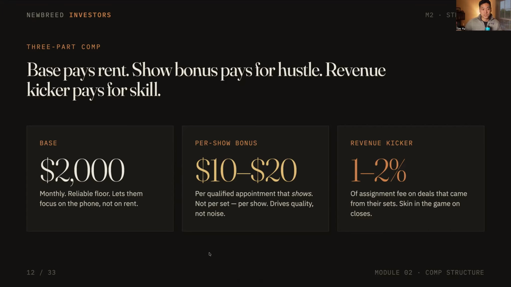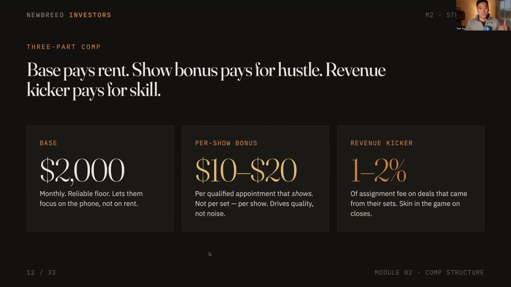If you maybe have an 18, 19-year-old kid that makes no money, and then you give them $10 to $20 per show. Okay. So this is a nice incentive for them. So per qualified appointment that shows up, not like, hey, I booked 30 appointments and none of them showed.